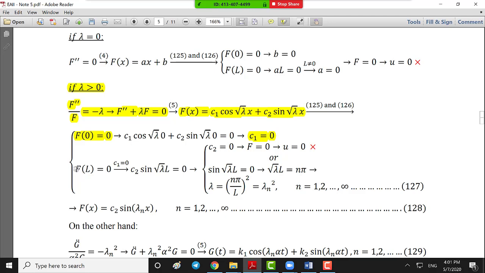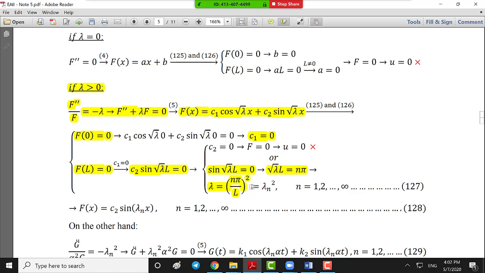Now, the second condition on f tells us that it is equal to 0 at L. Considering that c1 is equal to 0 and f is equal to c2 sine of the square root of lambda x, just like all the other cases that you saw in heat equations, either c2 is 0, which is undesirable, or sine of the square root of lambda L is equal to 0, which means that square root of lambda L is equal to n pi, which means that lambda is equal to n pi over L to the 2. Okay?